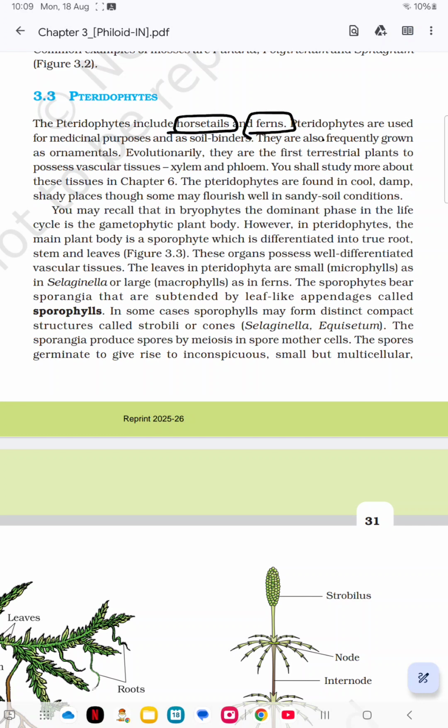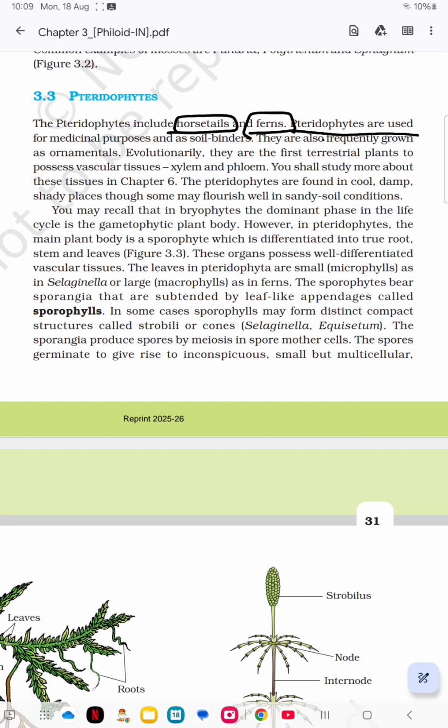These ferns can be seen and can be grown in Araku regions and so on. The ferns can be seen easily. They are like environmental plants.